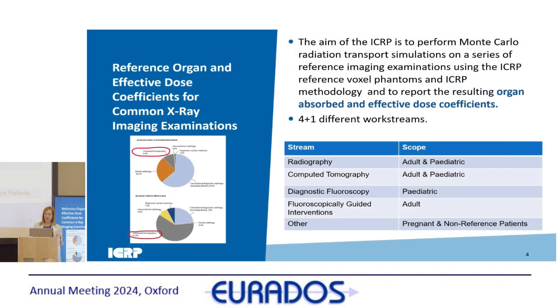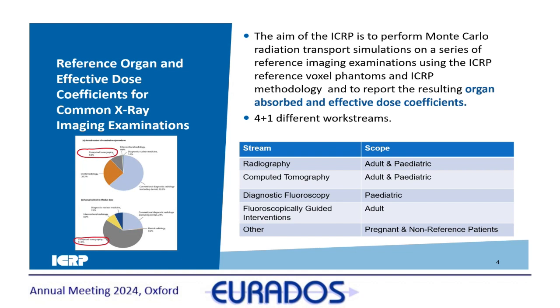So the aim of this work is to perform Monte Carlo calculations on a series of reference imaging examinations using the ICRP reference voxel phantoms and the ICRP methodology. This methodology includes the way that the effective dose is currently defined and estimated, and then to report organ absorbed and effective dose coefficients.